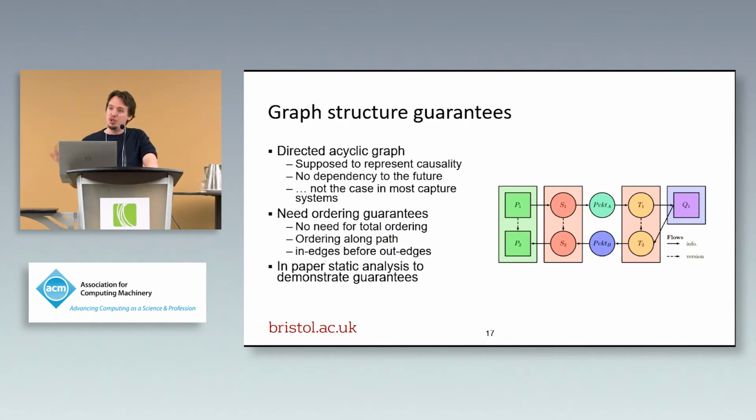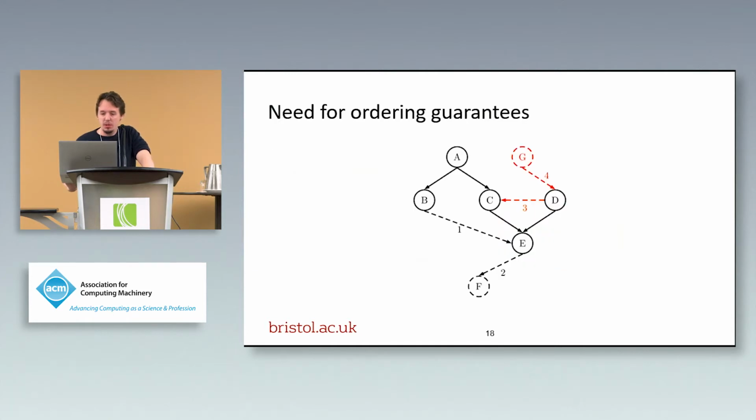There is no need for total ordering. What is needed is ordering along paths in the graph. So the elements along a path need to be published in the same order they occur, and all the in edges need to be published before the out edges. If you think about value propagation, you need all the values to have propagated to a node before you can propagate to the next node on the flow. On the next slide we show an example where it will be a bit clearer. And in the paper, again, we show some static analysis we do on our code and on the kernel code to demonstrate that it works.